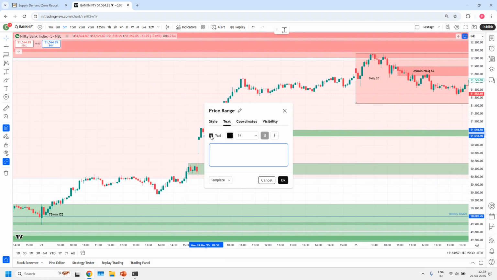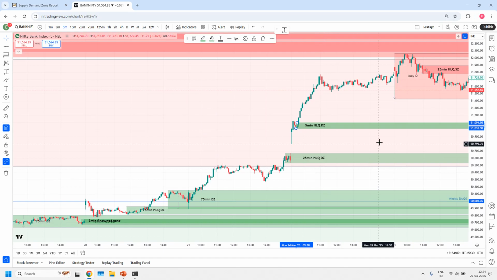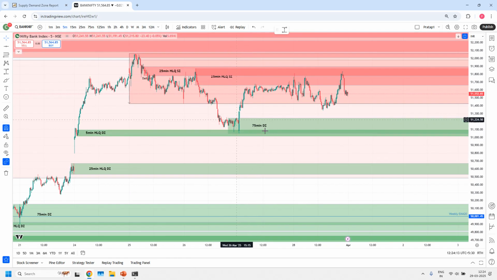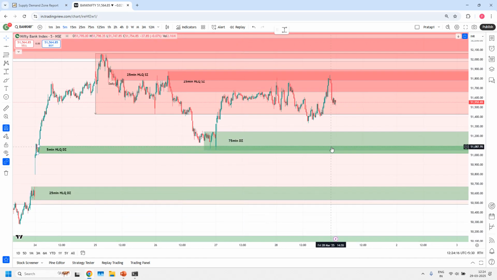See, this is a high liquidity zone. What kind of high liquidity zone? A 5 minutes high liquidity zone. This 5 minutes high liquidity demand zone is the horizon for this entire 75 minutes demand zone. So next time when prices enter this horizon, we can definitely plan. And this entire 5 minutes HLQ zone is also a LOTL zone to this 5 minutes HLQ demand zone. But this is the area where the real order flows are.